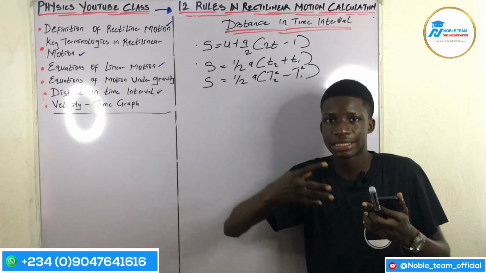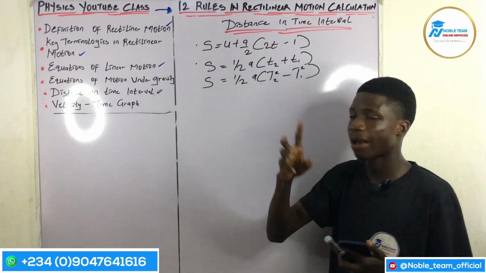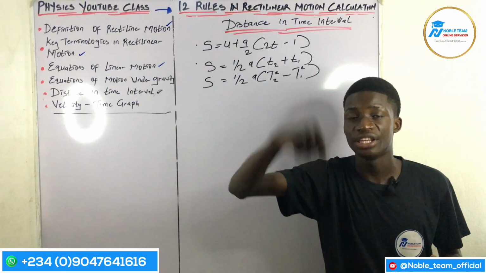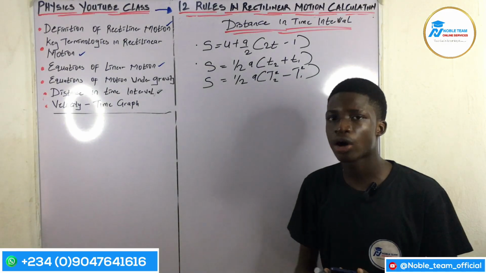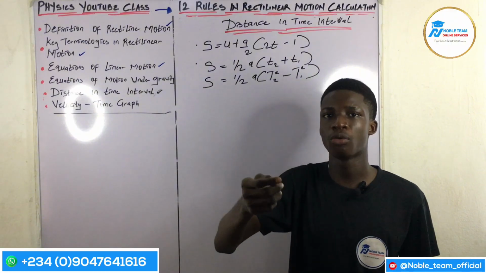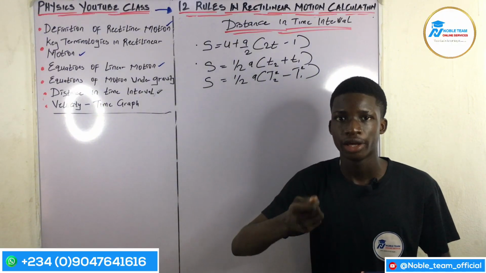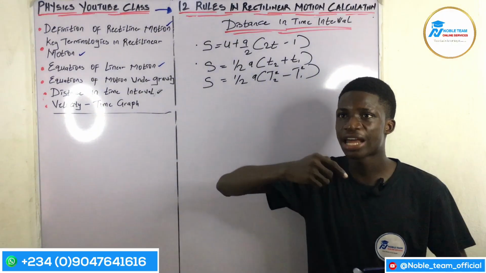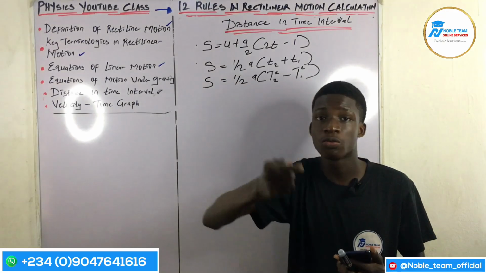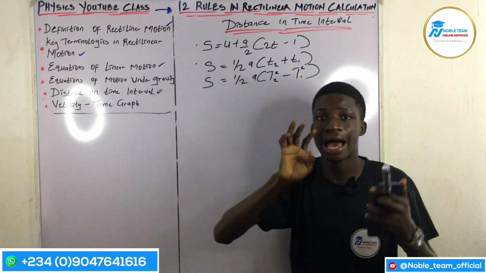Now, how do I get my initial time? Imagine you have 5. Your initial time will be 4. Imagine I have 3. Your initial time will be 2. Imagine I have 100. Your initial time will be 99. That is how it works.